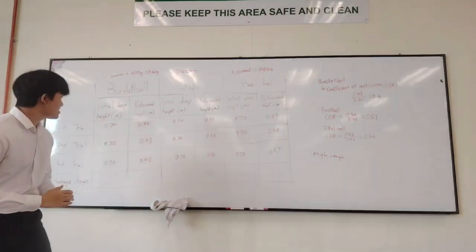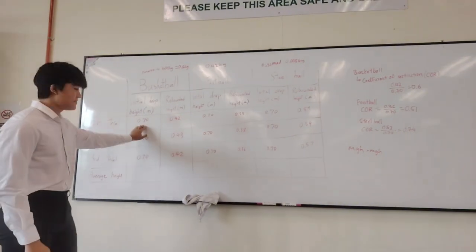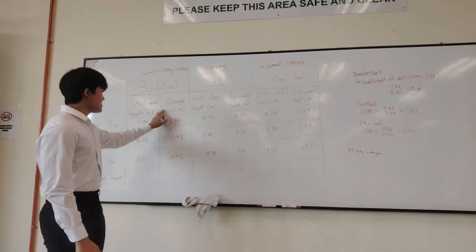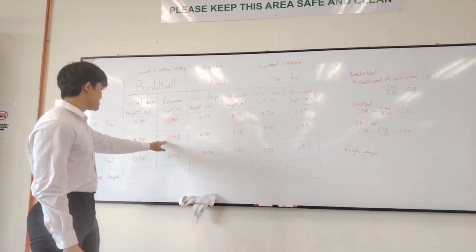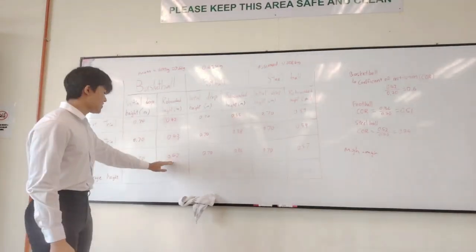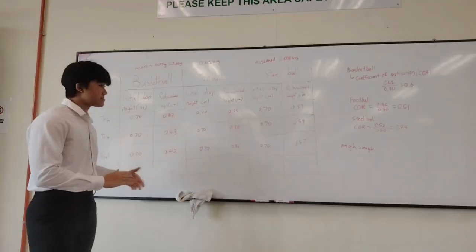So for basketball, the initial drop height is set, which is 0.7 meter. And the rebound height for the first trial is 0.42 meter. For the second trial is 0.43. For the third is 0.42. So we get the average height is 0.42 meter.